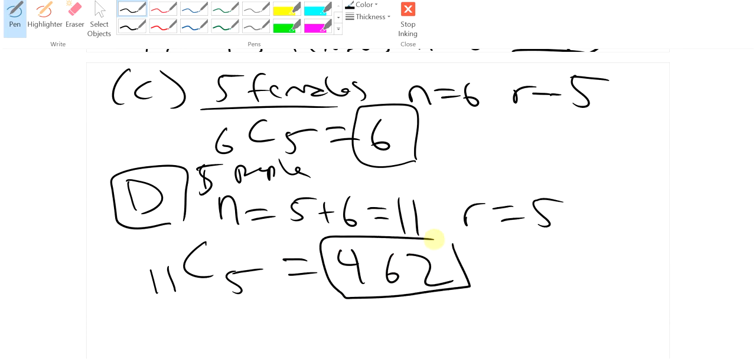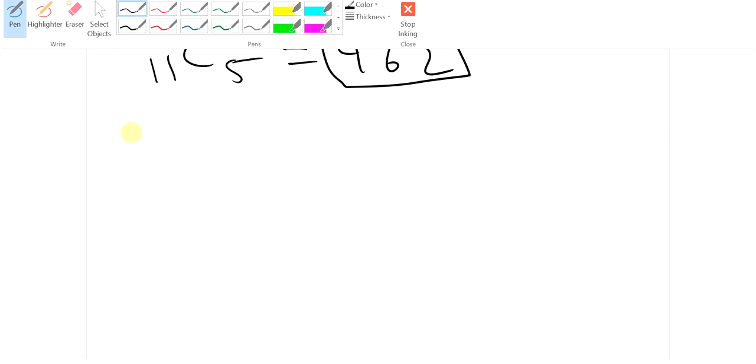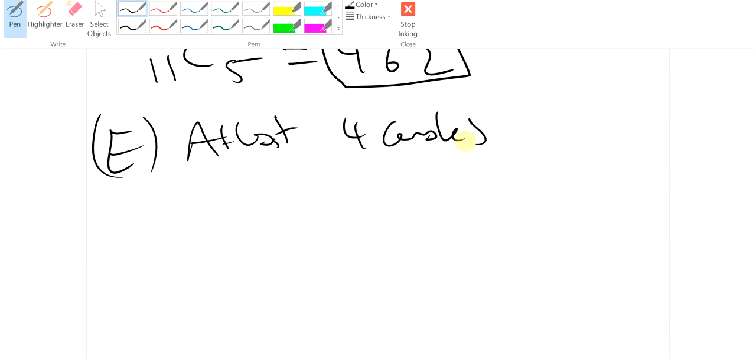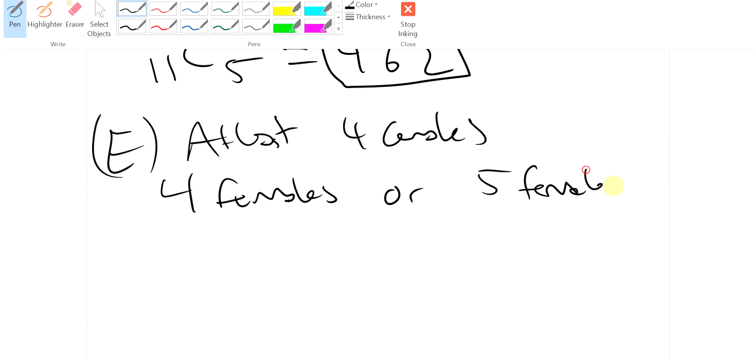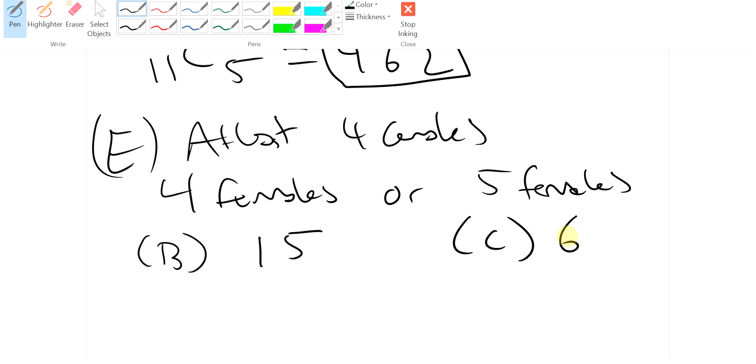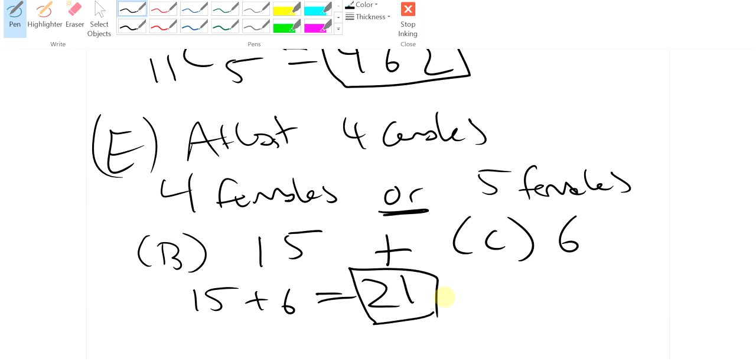And now, for part E, at least 4 females. That means we have 4 females or 5 females. And in part B, we saw that that was 15. And in part C, that was 6. When it's OR, that's the addition principle. 15 plus 6 is 21. And that is our answer for part E of example 9.